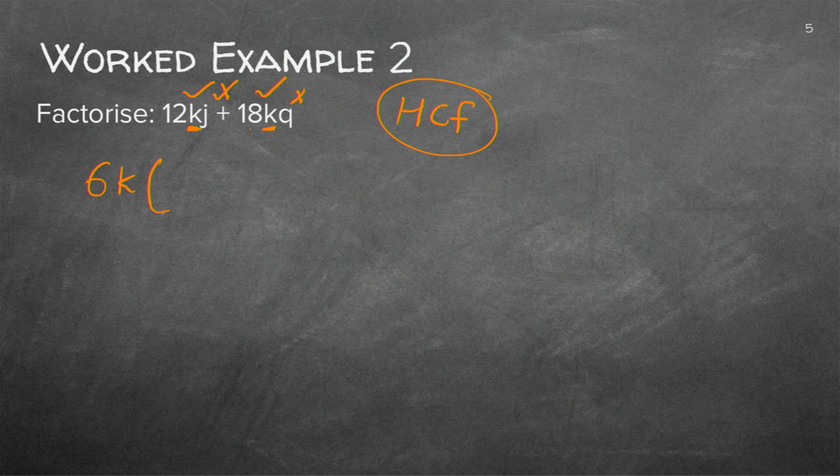Now, if you take out 6 from 12, what are you left with? So if you divide 6 and 12, you're going to be left with 2. And it's not just 2 that is left, because j was left without a partner. So j has to come back to exactly that position. And then this is going to be plus, what is 18 divided by 6? 18 divided by 6 is going to be 3. And k is out, you are left with q, because q didn't have a partner.